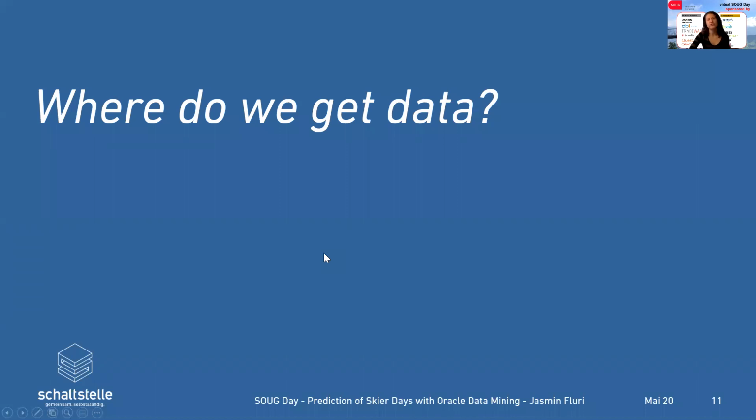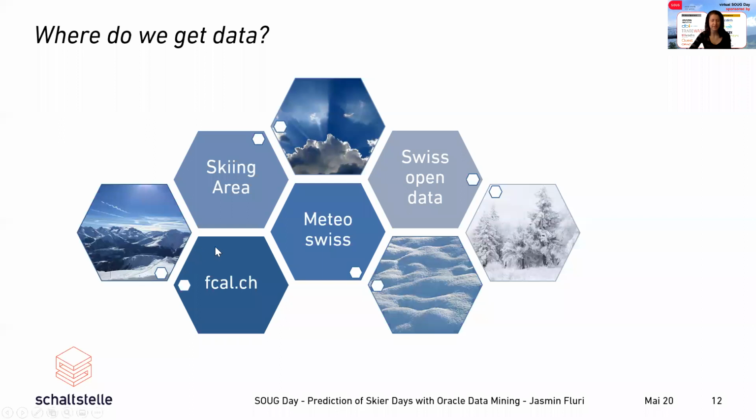Now, if you want to start a prediction, you need data, a lot of data. Let's have a look where we got that data from. A first set of data was provided by the skiing area itself. They provided historic skier data for the last 10 years, so we knew how many skiers were skiing in the last years on a certain day in the past.